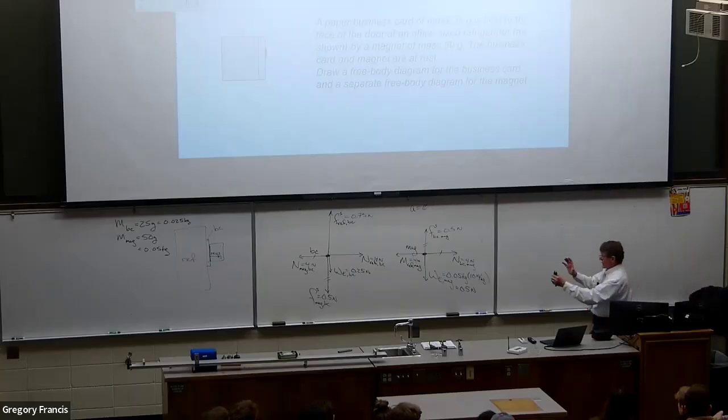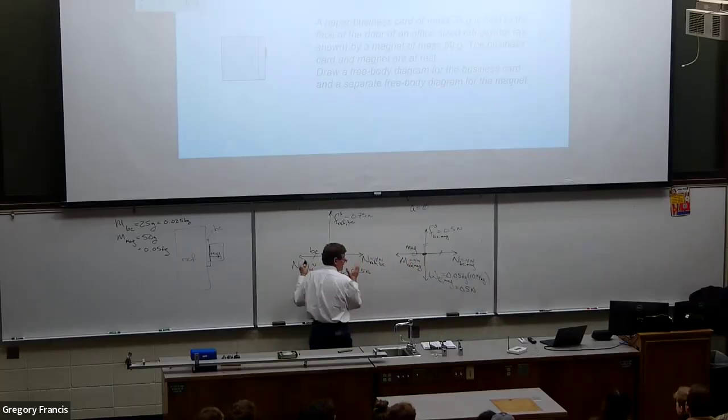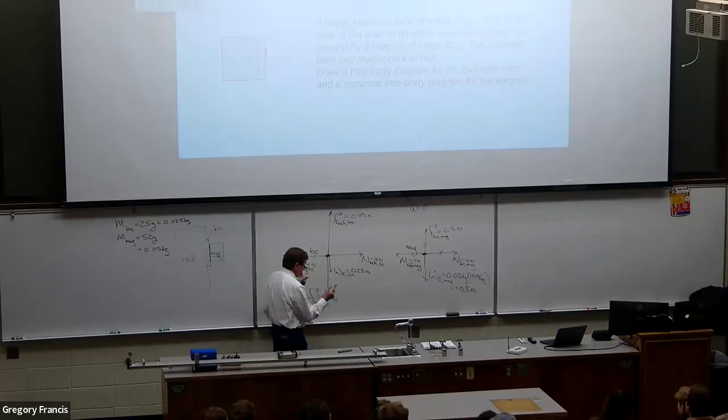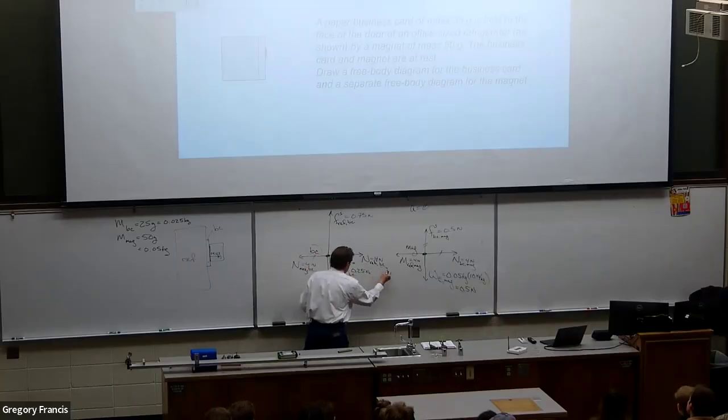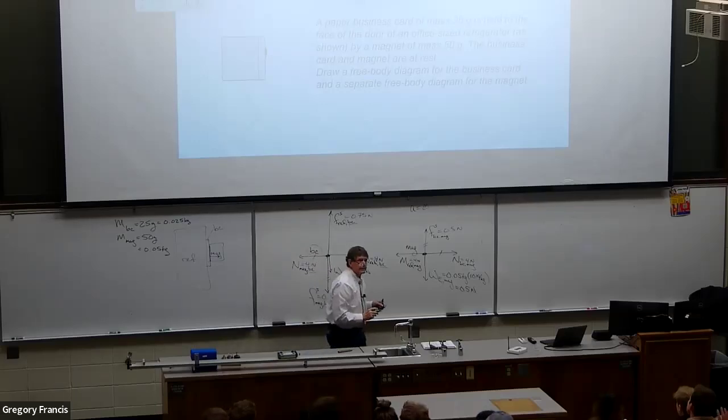These are all the forces that are actually acting on the magnet, and these are all the forces that are acting on the business card. And you see, the way you check your free body diagram is that if this is representing the business card, this will be the refrigerator on the business card, on the business card, and so on. Show that there. Okay.